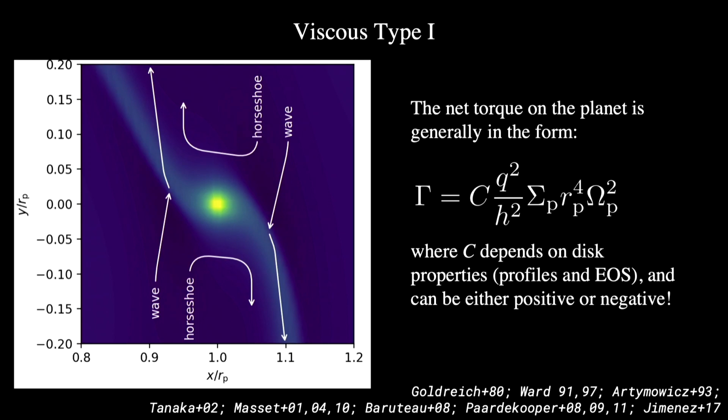If we know the disk properties, and specifically we are referring to the disk surface density profile, the disk temperature profile if the disk is not isothermal, the disk entropy profile, and also the disk gas equation of state, is it isothermal, adiabatic, polytropic. If we know all those details, this parameter C, after a large body of literature dealing with this, can be very precisely determined. And the result could be positive or negative. So viscous type 1 is not always inward. It can definitely be outward.